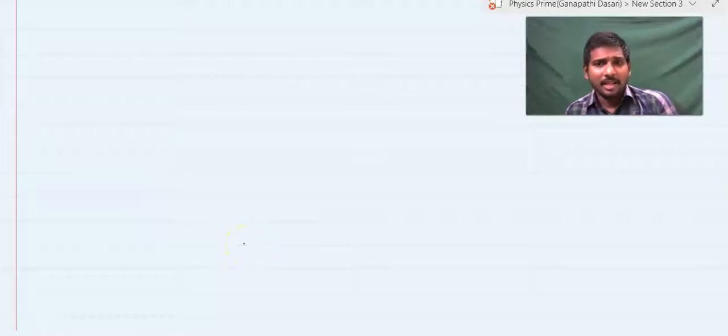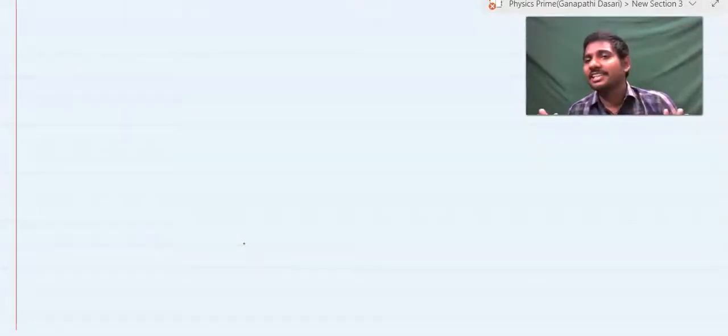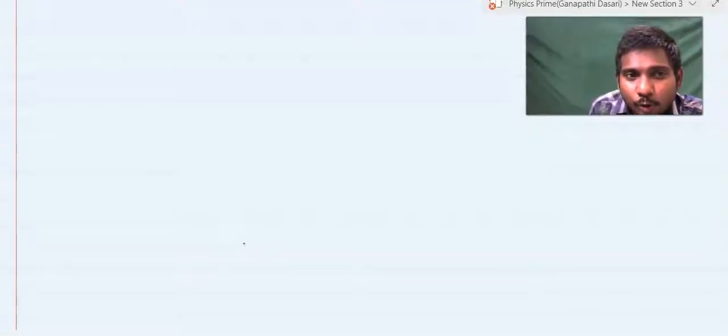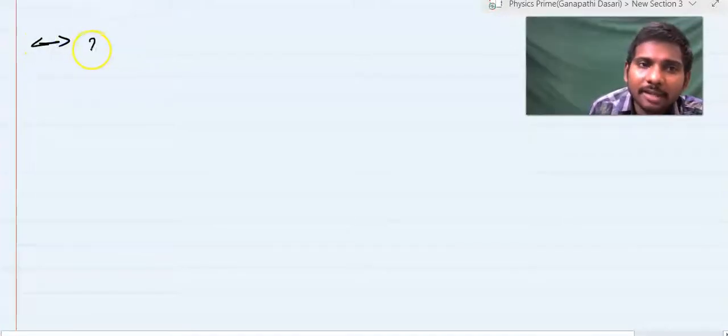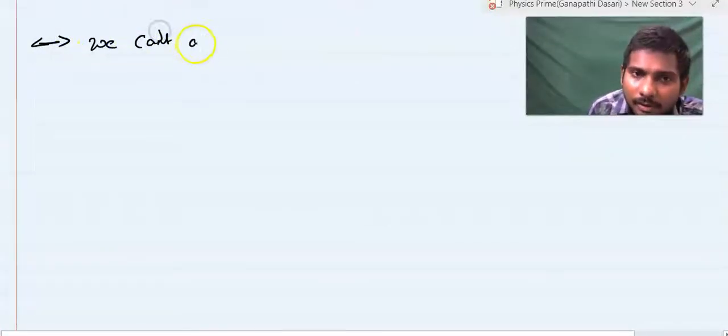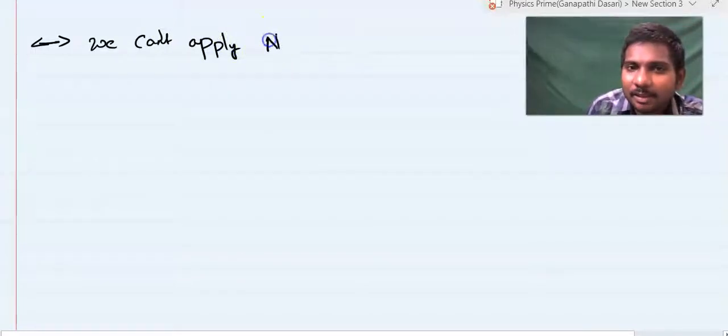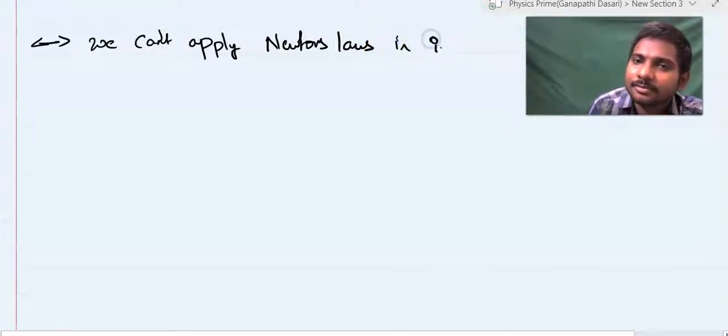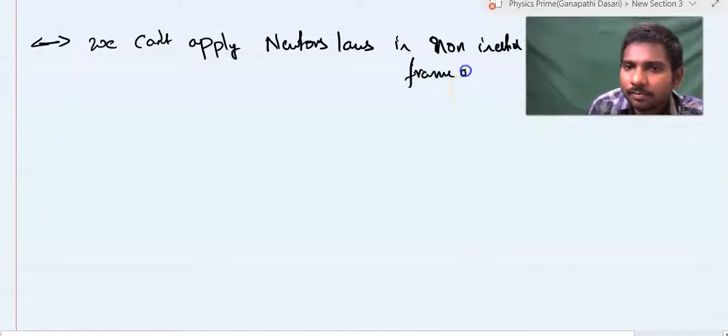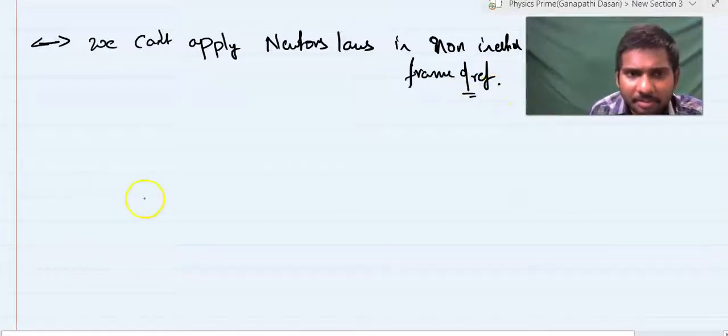You might ask me, you started with pseudo force, but you haven't taught anything about pseudo force, and you taught us inertial frame of reference and non-inertial frame of reference. So why are they important for teaching pseudo force? That's all right. We cannot apply Newton's laws in non-inertial frame of reference. Why? Let me see.